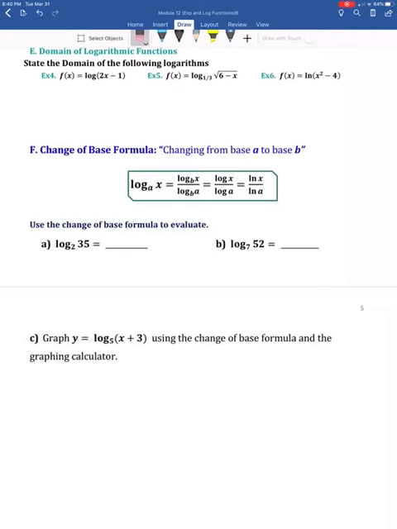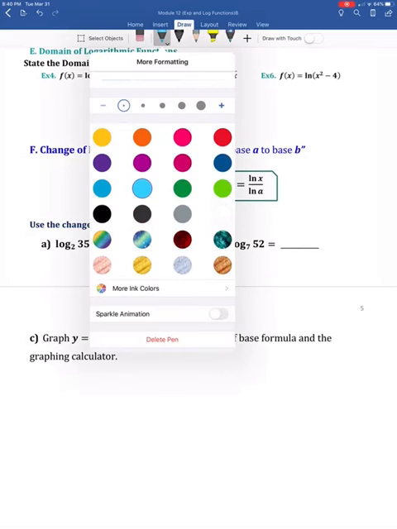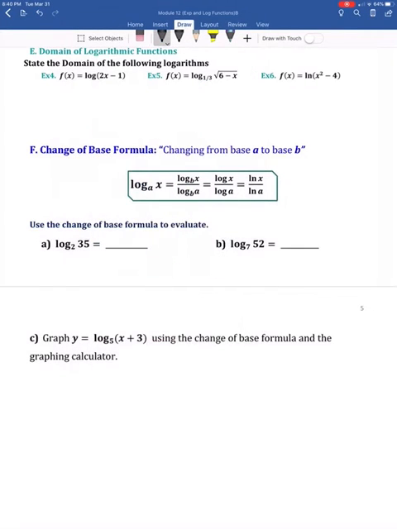Okay, so now we're going to look at domain. So finding the domain of some logarithmic functions. It says here, state the domain of the following log functions. As we look at example 4 here, we've got f of x equals log base 10 of 2x minus 1. Now, you remember our definition.